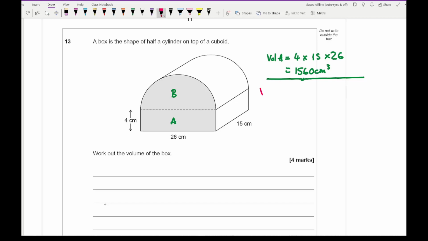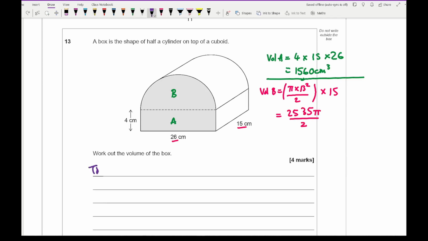So the volume B is going to be the surface area of the half cylinder. That's going to be pi times the radius, which is 13 squared, divided by 2 because it's half a circle, and we multiply that by the length, which is 15. If I type that all into my calculator, I should end up with an answer of 2535 pi over 2. I'm going to leave it in terms of pi because I don't really fancy writing a long set of decimal numbers.